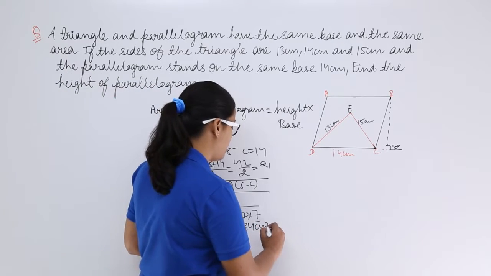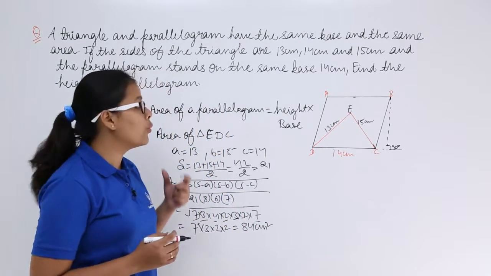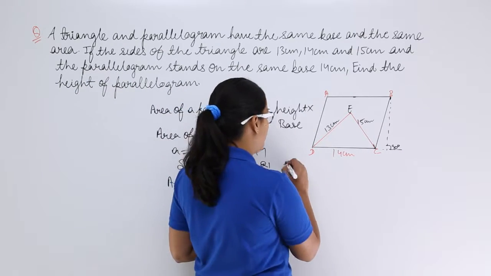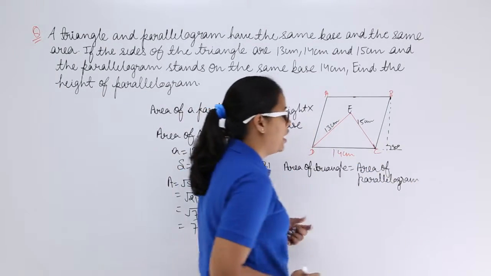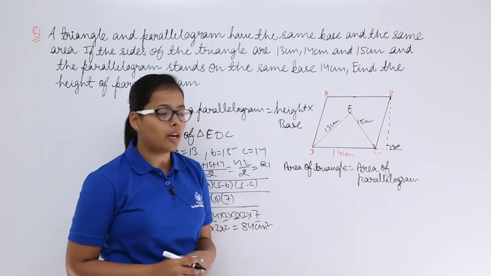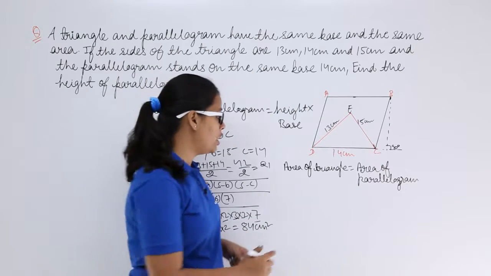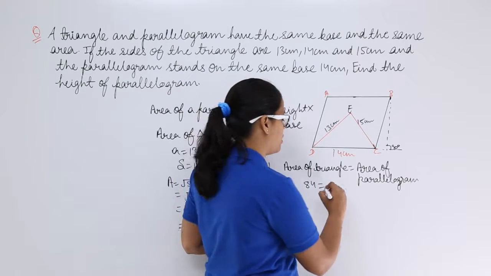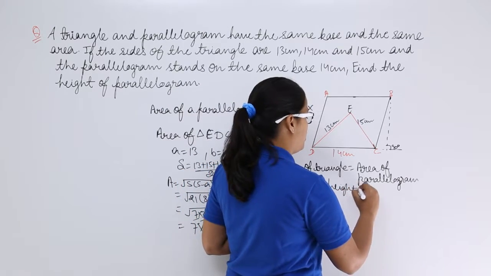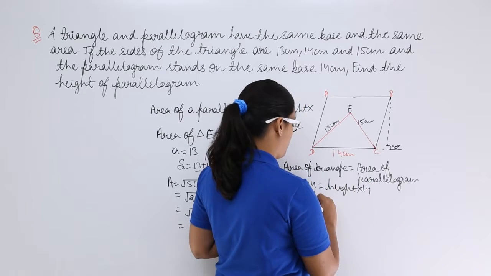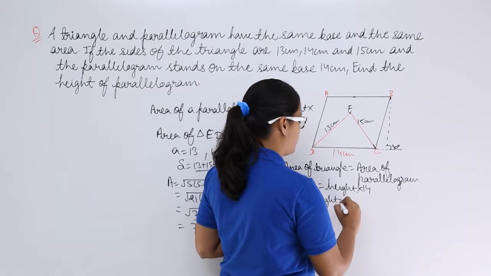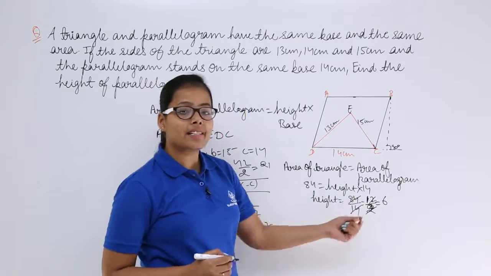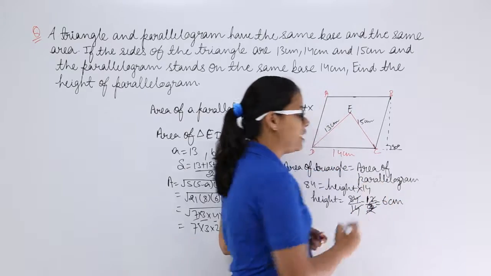84 centimeter square. Now what you are going to do, you know that area of a parallelogram and area of a triangle are same. So let's equate both of them. Area of a triangle is equal to area of a parallelogram. You know the area of a triangle, which is 84. Area of a parallelogram is height into base. Base is 14 here. So what is going to be the height? So this is 6. So here your height is coming out to be 6 centimeter.